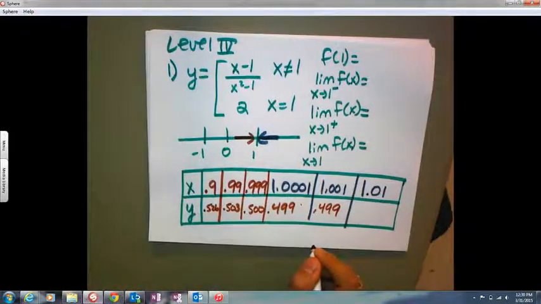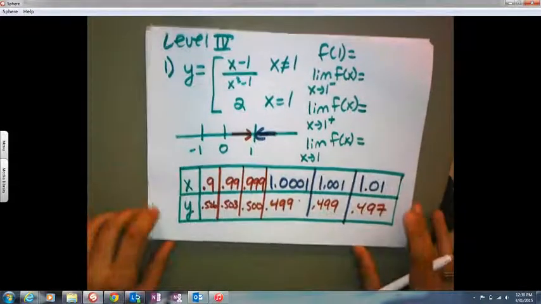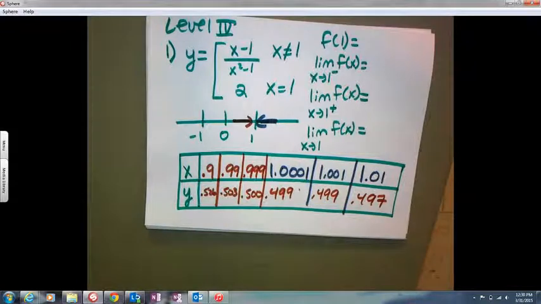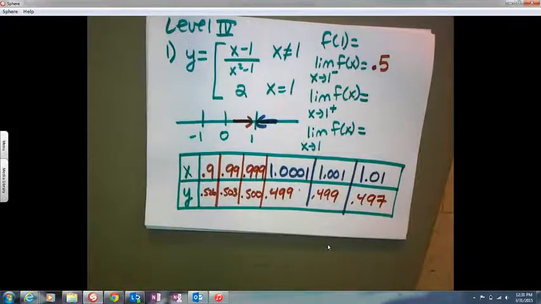And here we are. Again, if you're off by one random decimal, or rounding, it's okay. I'll change that piece later. So now you just need to look at this and use some logic here. The limit as x goes to 1 from the left. This is the left. So the limit, what is happening? The y value is getting closer to 0.5. The limit as x goes to 1 from the right, that's this side. Again, we're getting closer and closer to 0.5.